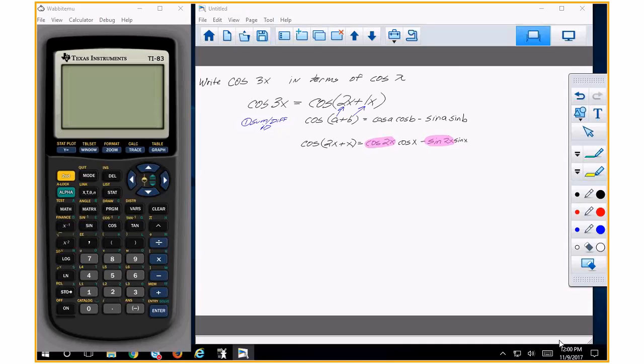This is a prime example of a calculus or a trig problem. It's 10% new material, or 20% new material, and 80% what? Algebra.